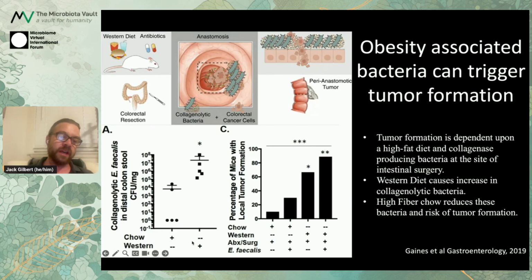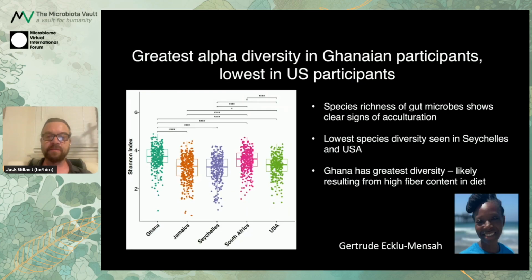And we see that with a Western diet here, down in the plus marking, we get almost 4 orders of magnitude increase in the abundance of, in this case, Enterococcus faecalis, which is collagenolytic. In the presence of antibiotics and surgery, E. faecalis and a Western diet can lead to almost a 90% increased likelihood of recurrence of colorectal cancer in this animal model. We are currently running clinical studies which will identify whether a diet intervention can eradicate the likelihood that these collagenolytic organisms will cause recurrence. And we have very good data to support that hypothesis.